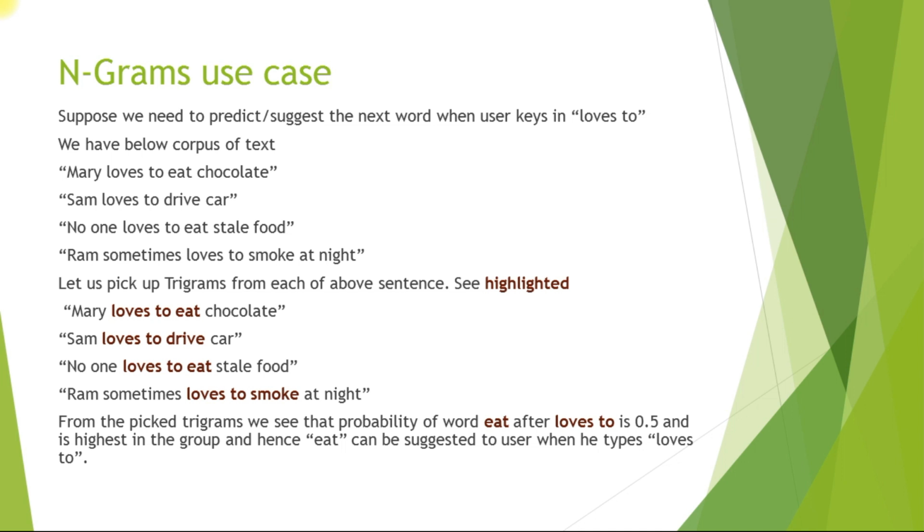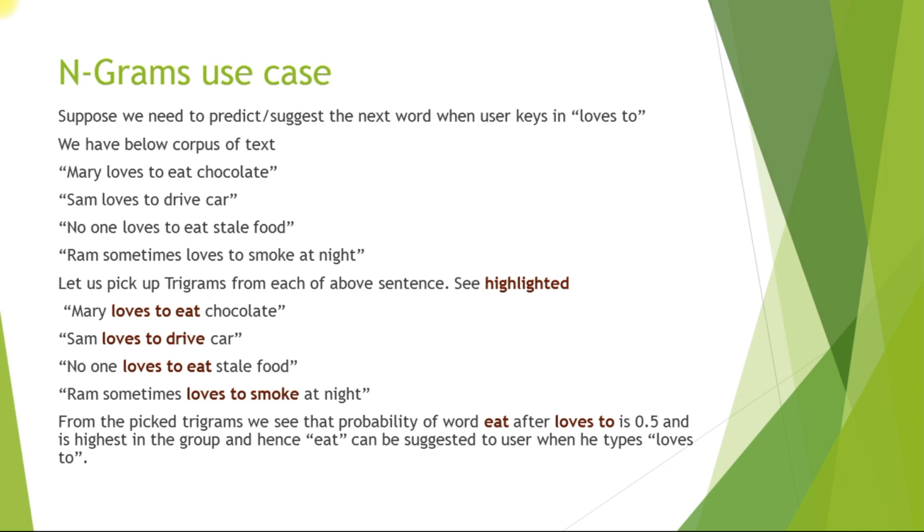And as I've earlier told, whenever we are building any natural language processing module, we need to have a corpus of text, or rather a huge corpus of text. Here we are using the corpus of text as shown here, like Mary loves to eat chocolate, Sam loves to drive car, no one loves to eat stale food, Ram sometimes loves to smoke at night. Okay, and from this corpus of text, let us apply trigrams and pick up trigrams as highlighted in the sentences.